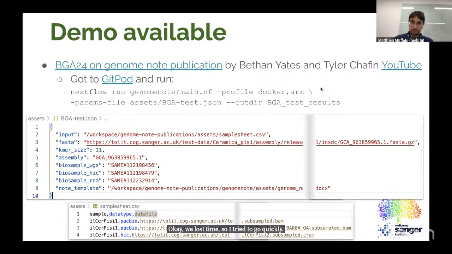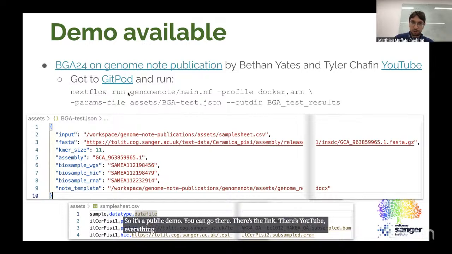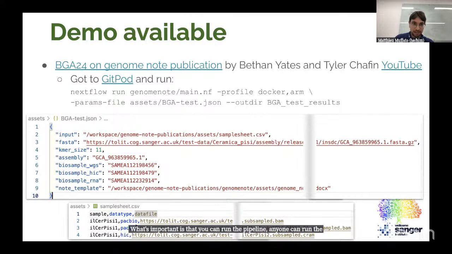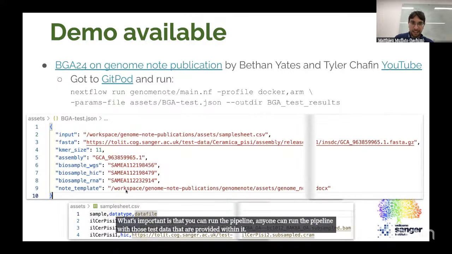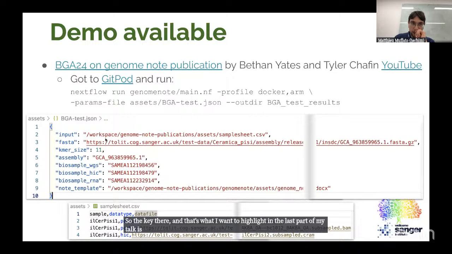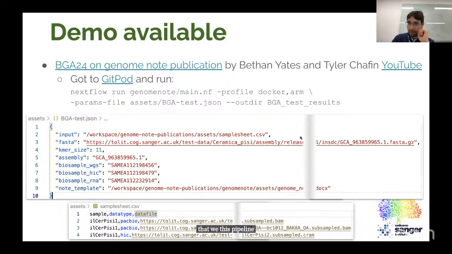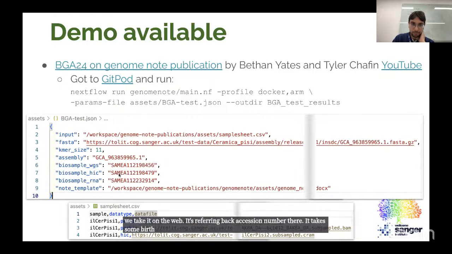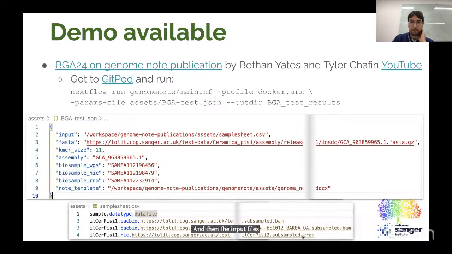There was a BGA last week about the Genomic pipeline, so it's a public demo. You can go there. There's the link, there's YouTube, everything. What's important is that anyone can run the pipeline with the test data that are provided within it. The key there, and what I want to highlight in the last part of my talk, is that this pipeline takes a FASTA file, referenced by accession number. It takes some biosamples, accession numbers here. And then the input files are regular BAM or CRAM files.